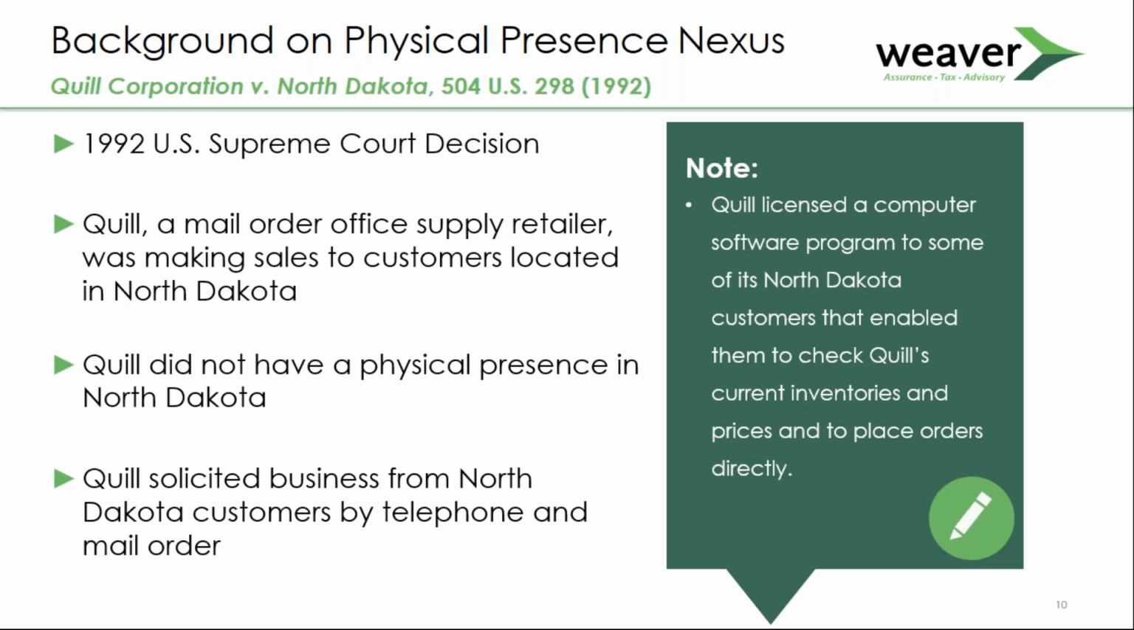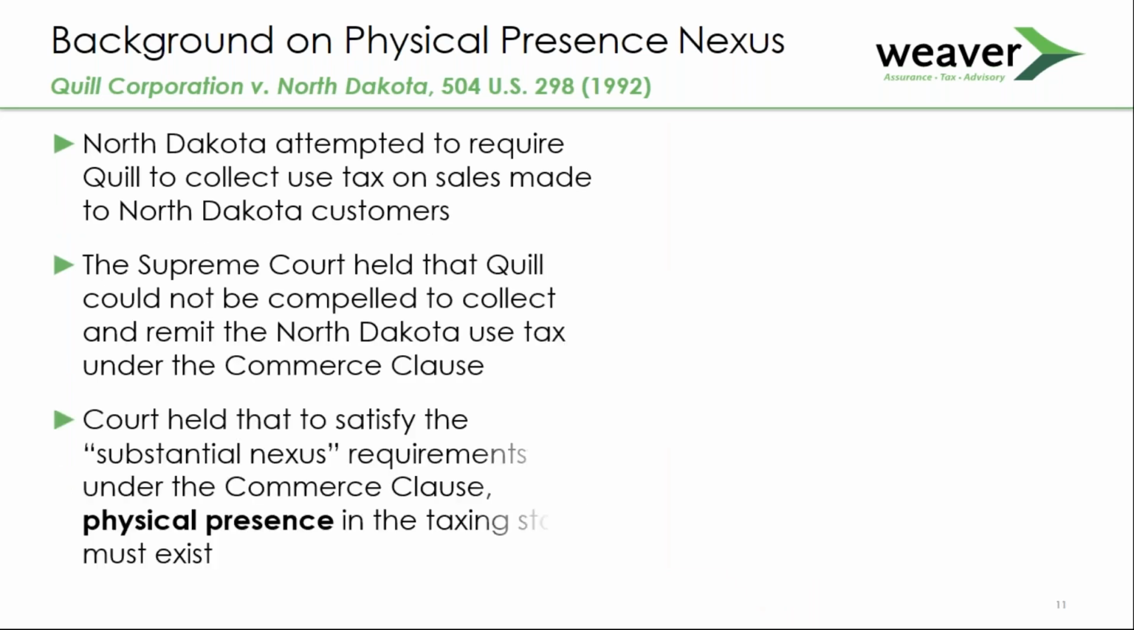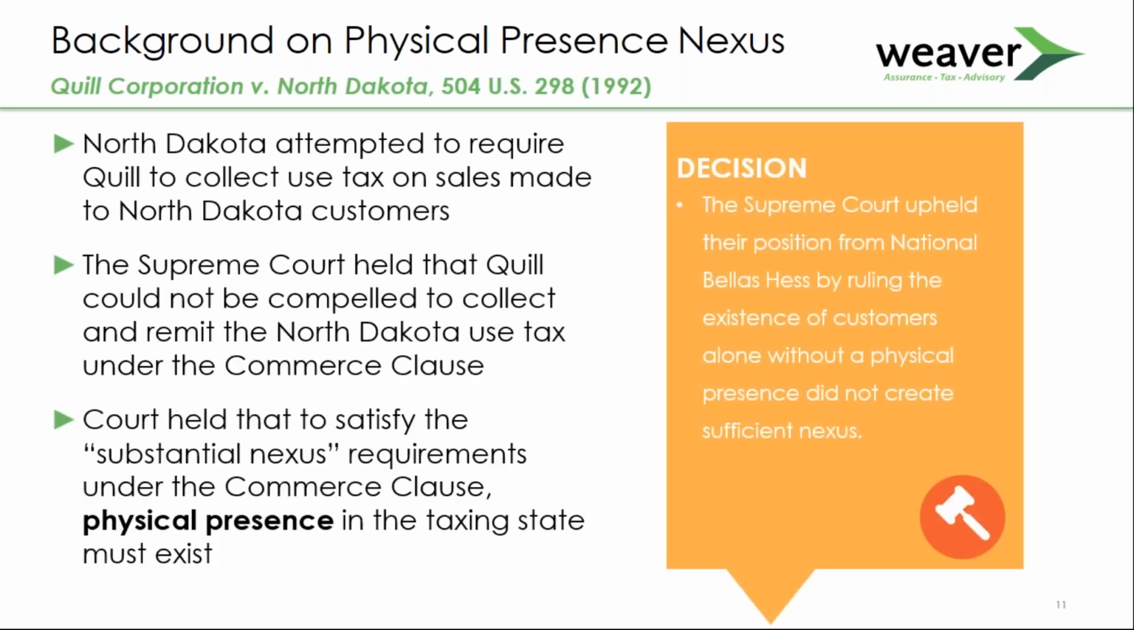So Quill did solicit business through catalogs and flyers and telephone to North Dakota customers. And this was important because North Dakota at the time required retailers that, quote, maintained a place of business in the state to collect and remit use tax. So in 1987, North Dakota's legislature amended the statutory definition of retailer to include every person who engages in regular or systematic solicitation of a customer market in the state. And they defined that as 3 or more advertisements within a 12-month period. Therefore, Quill fell under that definition.